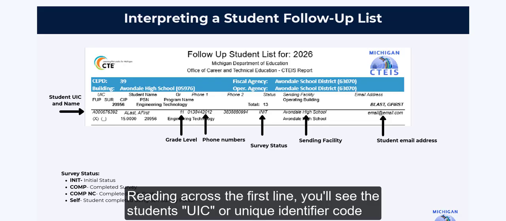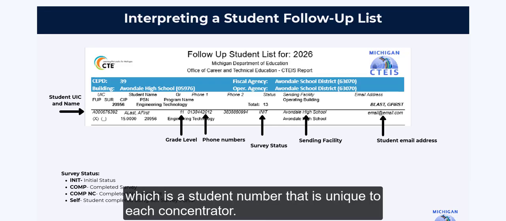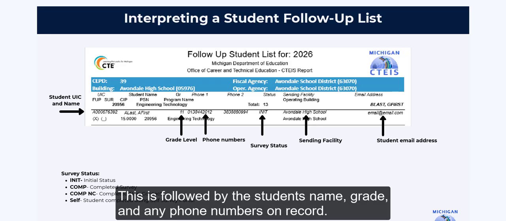Reading across the first line, you will see the student's UIC, or Unique Identifier Code, which is a student number that is unique to each concentrator. This is followed by the student's name, grade, and any phone numbers on record.